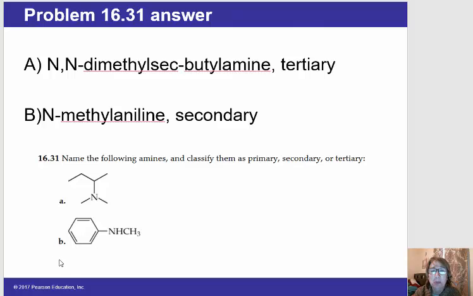And then B, we just saw on the previous slide, is a secondary amine. The nitrogen is bonded to 2 carbons, and we will call this N-methylaniline.